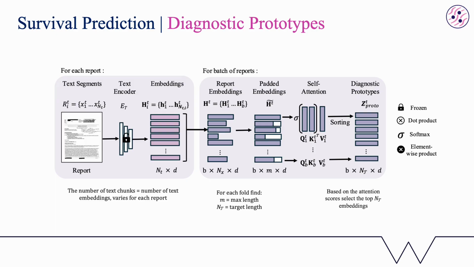To achieve this, we employ transformer-based self-attention. We project the padded report embeddings into key, query, and value vectors using linear learnable transformations. Then we compute a single importance score for each segment of each report by averaging the attention weights across all query positions to show on average how much the entire report attends to each segment. We then use these to rank the segments and select the top NT segments to create our diagnostic prototypes from our pathology reports.